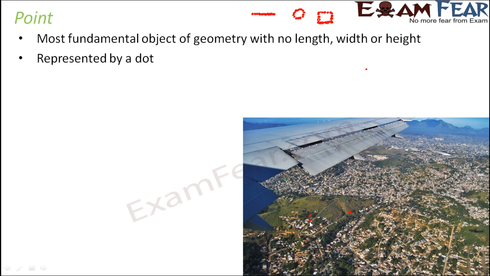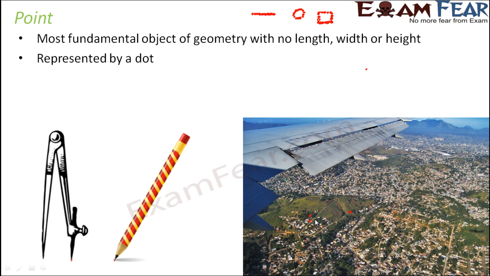So these are points. Think of the tip of the pencil. The moment you put the tip of the pencil on a sheet of paper, you get a dot, and that's a point. Consider the tip of the compass. The moment you put that tip on the sheet of paper, you again get a point.